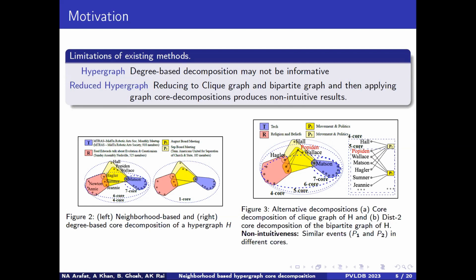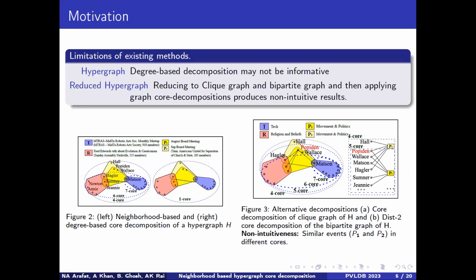One can also consider clique graph or bipartite graph representation of a hypergraph and then perform the classic graph core decomposition or distance-based core decomposition in a bipartite graph representation. However, those procedures also produce unintuitive results compared to neighborhood-based core decomposition. For example, we see a new 5 core in this figure based on the classic core decomposition of the clique graph of the hypergraph. And this 5 core was not present in the neighborhood-based core decomposition.